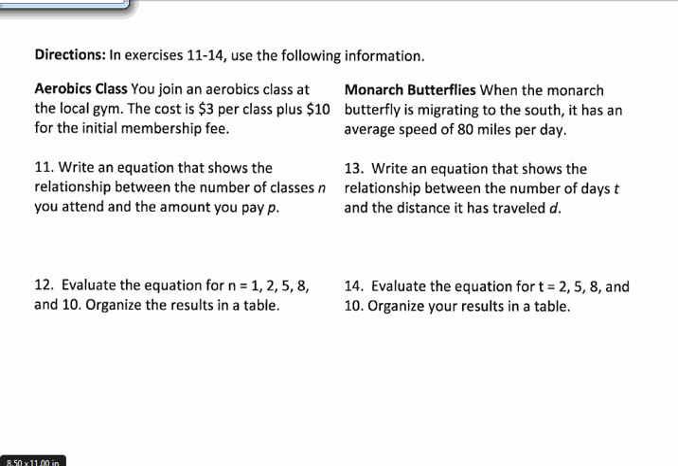Let's write the equation. This sentence is going to help us. Number 11 wants us to write an equation that shows the relationship between the number of classes, N, and the amount you pay, P. It's telling us the letters to use, so we're not going to use X and Y, we're going to use N and P. Let's start at the beginning of our sentence. It says the cost. The cost is what I pay. That's going to be P.